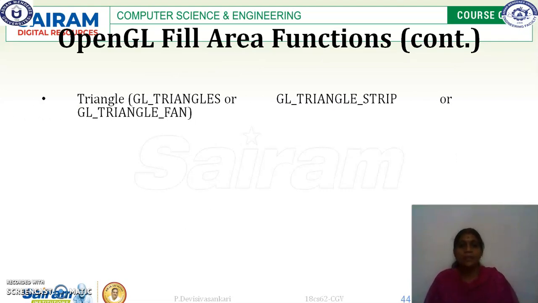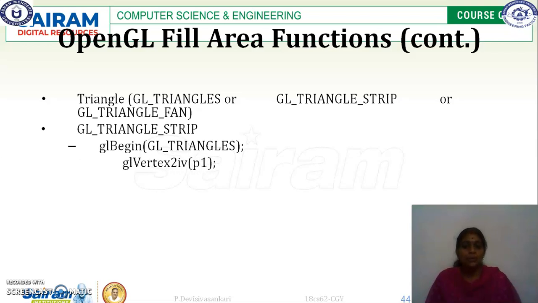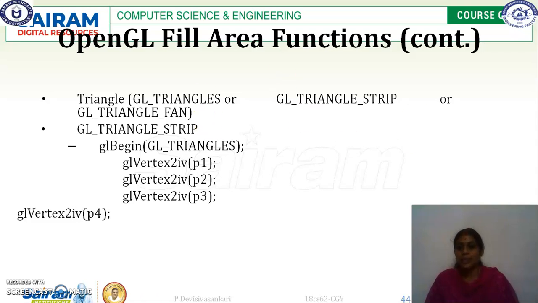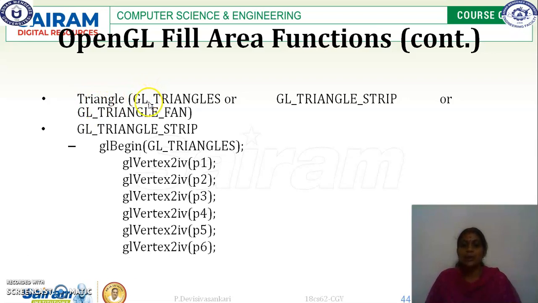Actually now I am defining only the function names, and in the next slide I am going to show the corresponding diagrams. Here in this slide, how to define the triangle. The triangle can be defined as GL_TRIANGLES, or as GL_TRIANGLE_STRIP. In the triangle itself there are three different possible functions: triangle, triangle strip, as well as the triangle fan. Now we are going to see one example of triangle strip.